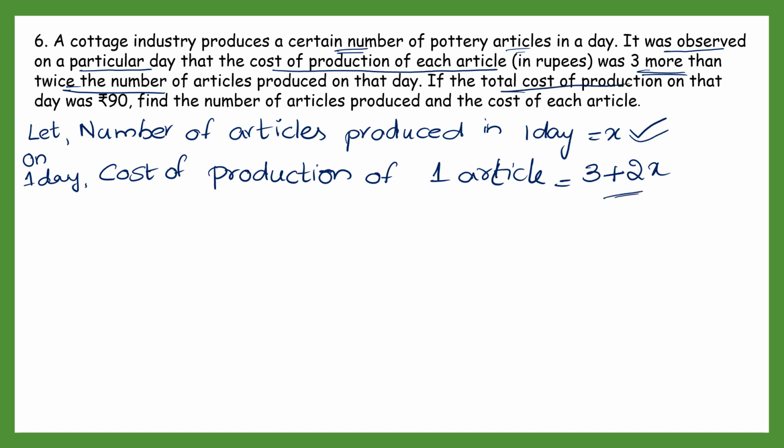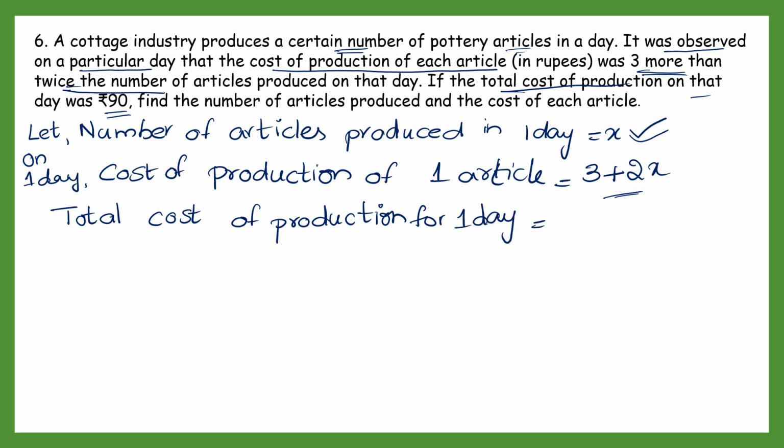If the total cost of production on that day was rupees 90. They are telling what? Total cost of production is what for one day? Total cost of production for one day is what? 90 rupees. Okay. So we know what is the cost of production for one day? If one article price is 3 plus 2x, what is the cost of production if they are producing x articles? So it will become x into 3 plus 2x. Number of articles produced into cost of one article.